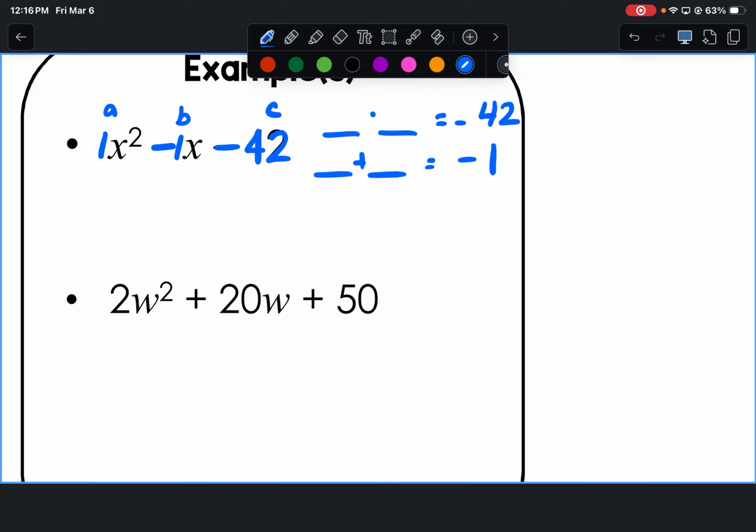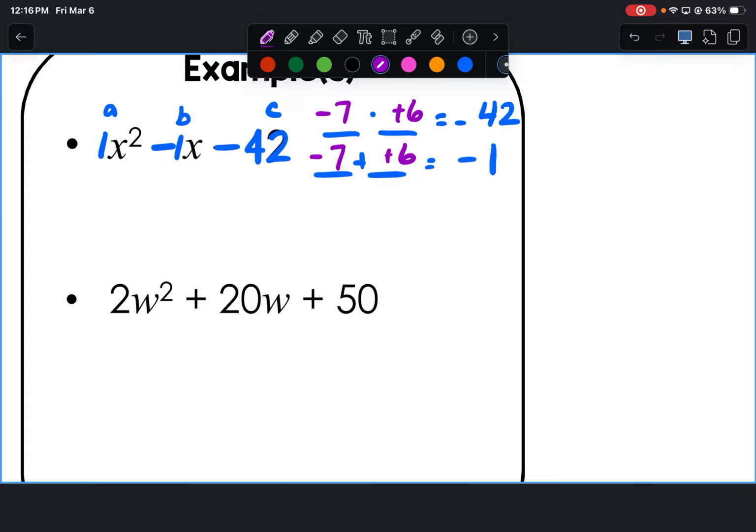6 and 7. What combination of 6 and 7? Once 7's positive, negative is 6. Wait, sorry. No, negative 7, positive 6. Okay, because we are trying to add it together to get negative 1. So the bigger number needs to be negative there.